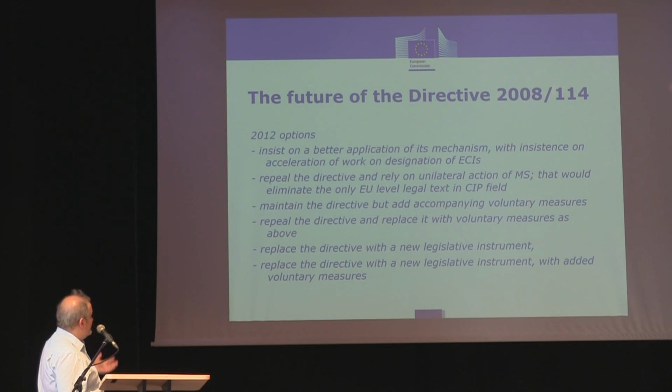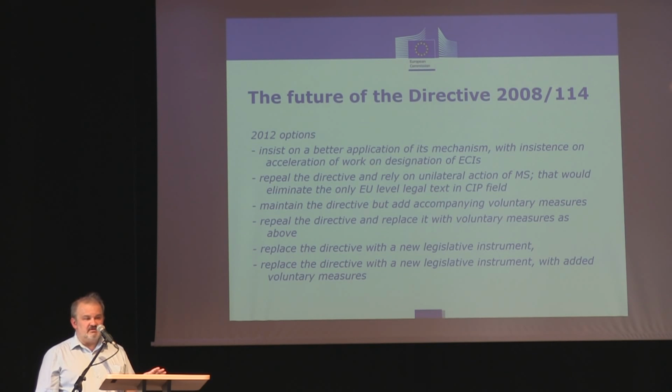We thought that maybe the simplest thing is to repeal the directive and rely on the unilateral action of member states, which already do a great lot on the protection of critical infrastructures, both national and European ones. However, that means that this effort is not coordinated, so there can be a waste of resources. We thought about the possibility of maintaining the directive but adding accompanying voluntary measures. That for a long time was a favorite option. Or repeal the directive and replace it with voluntary measures. Or replace the directive with a new legislative instrument, which promises to be quite an exercise. That will be a long negotiation. And finally, have a new directive replacing the directive and add extra voluntary measures, which is the most ambitious thing.